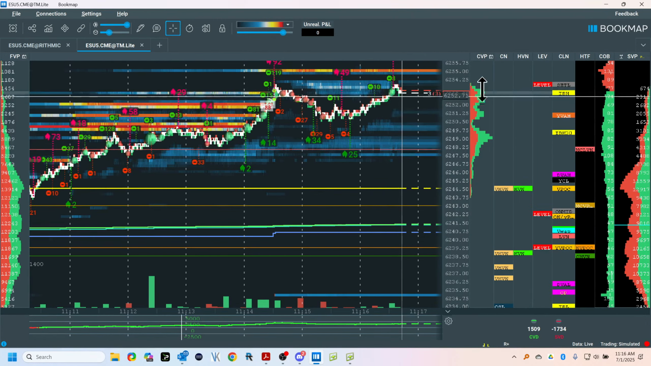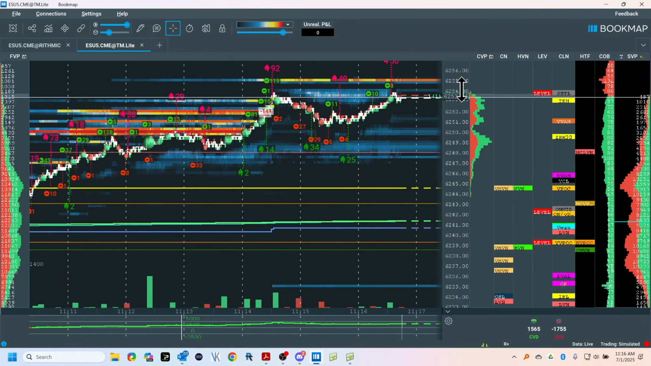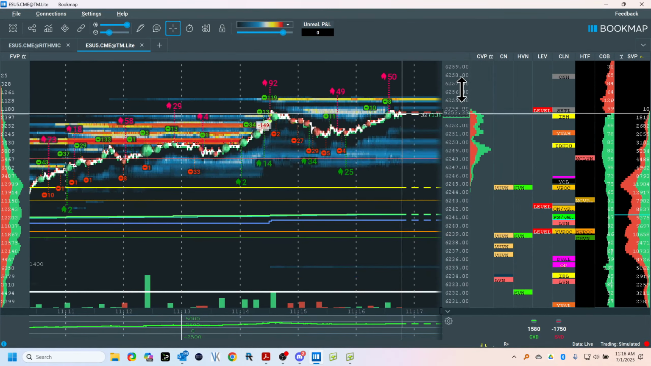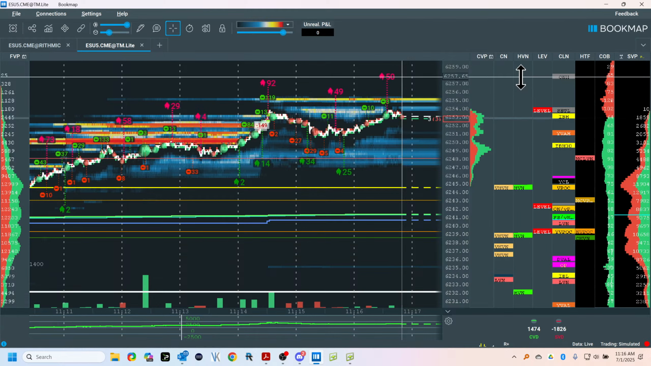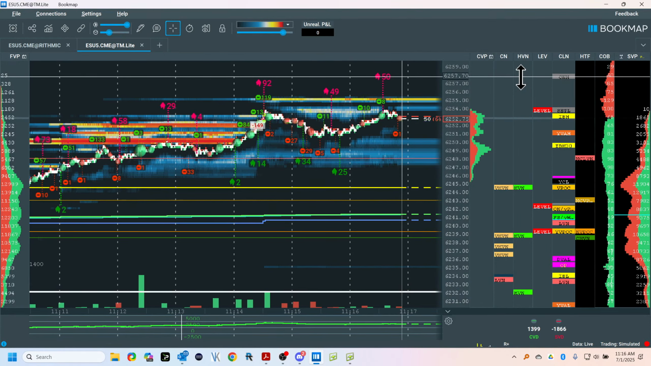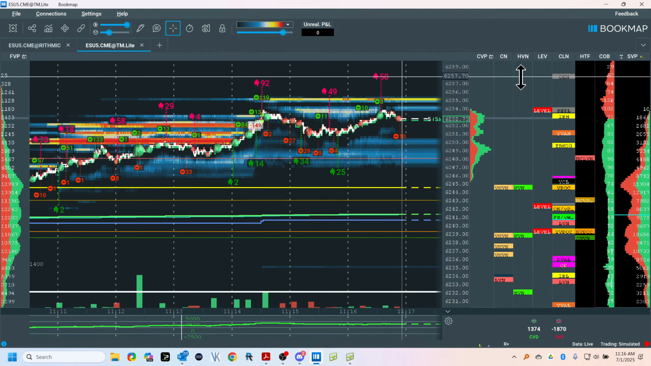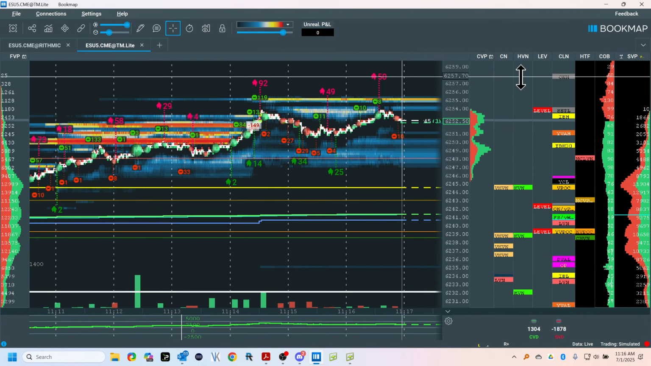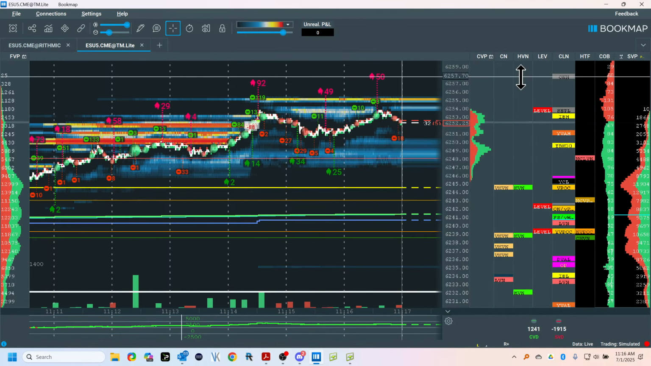So the probability of taking out the ETH high, because we did get the ETH low, I think. Could somebody confirm that? Did we tag the ETH low?